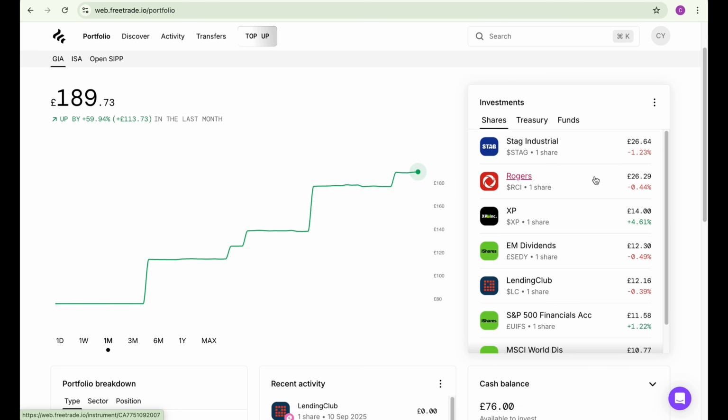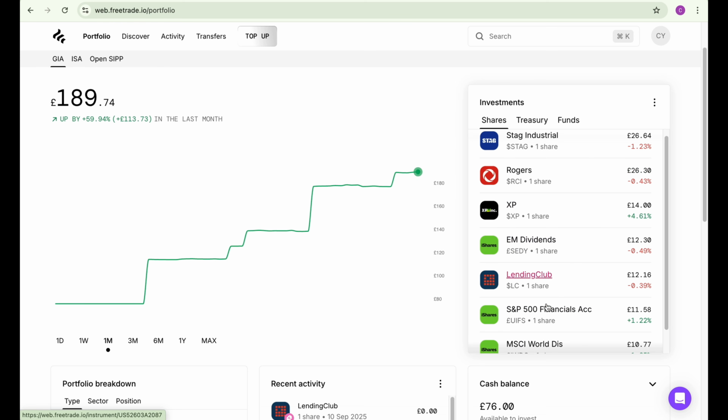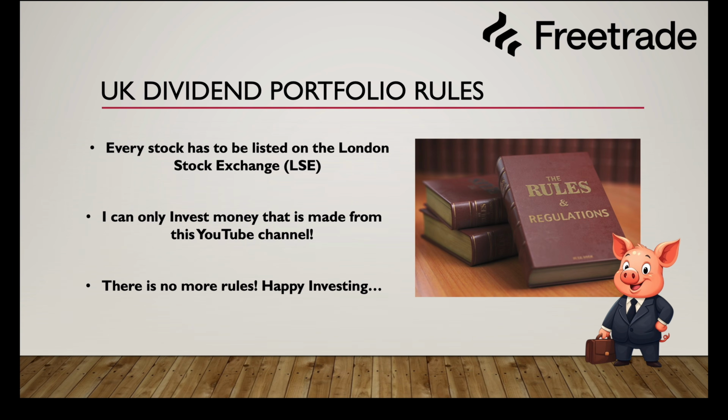As you can see on screen right now, I've made around £100 from free shares so far, so what I would do would be sell these shares on my general investing account and move the money all across into my ISA account. And the final rule is that there are no more rules.